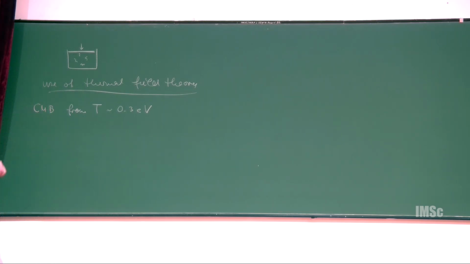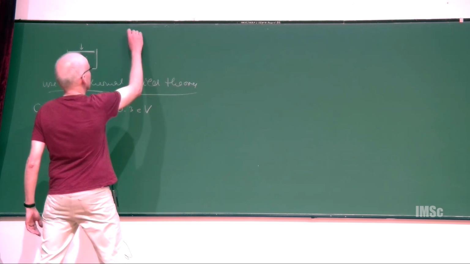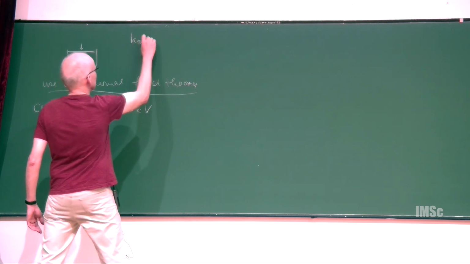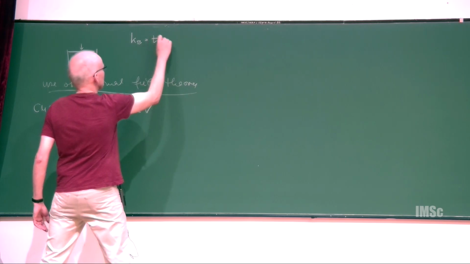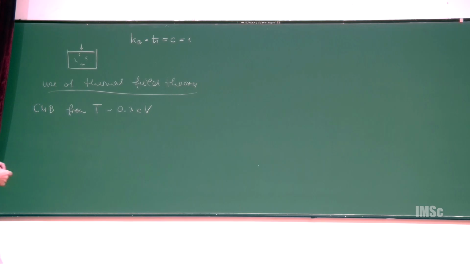So you see, I use units where the Boltzmann constant is 1, so temperature is measured in electron volts. Throughout my lecture, I have the Boltzmann constant equal to 1, and also the Planck constant and the speed of light. So from the observation of the CMB, we know that the universe was in almost perfect equilibrium at this temperature.